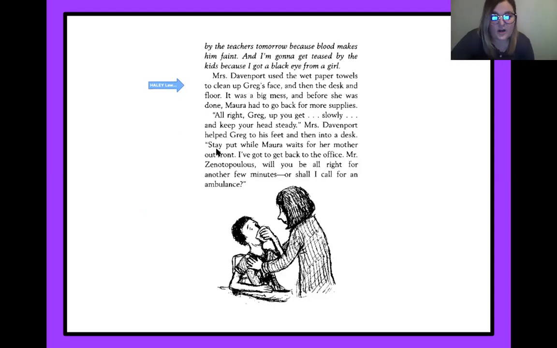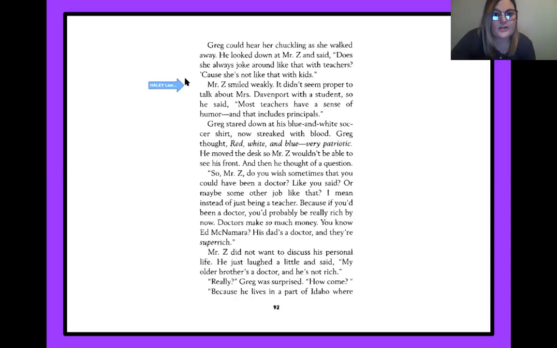I've got to get back to the office. Mr. Xenotopoulos, will you be all right for another few minutes, or shall I call an ambulance? Greg could hear her chuckling as she walked away. He looked down at Mr. Z and said, does she always joke around like that with teachers? 'Cause she's not like that with kids.